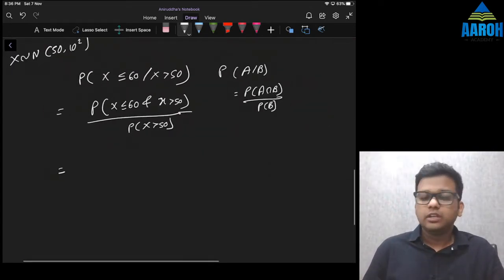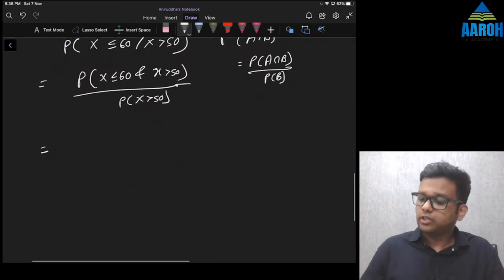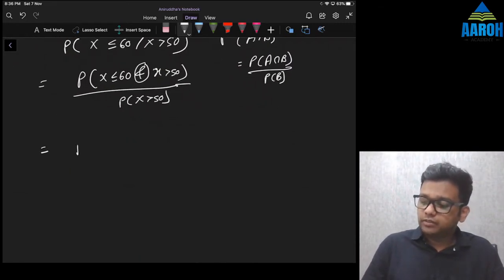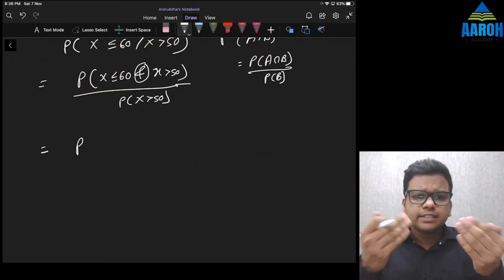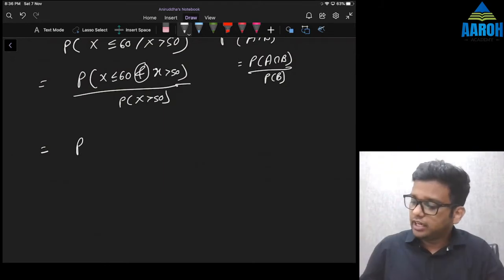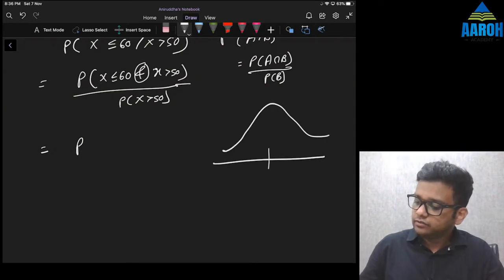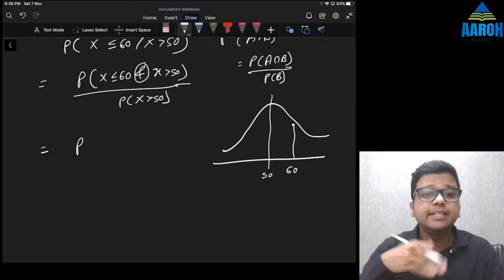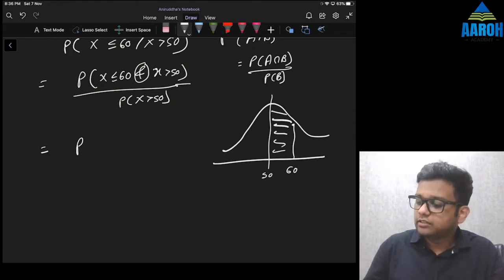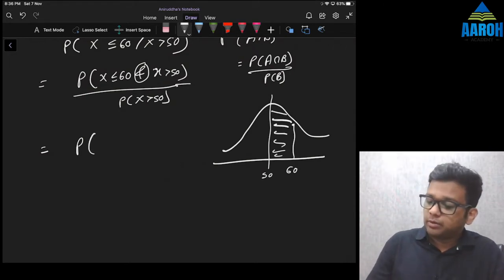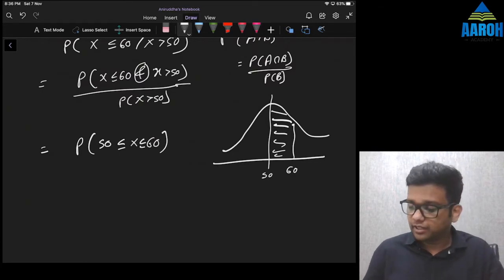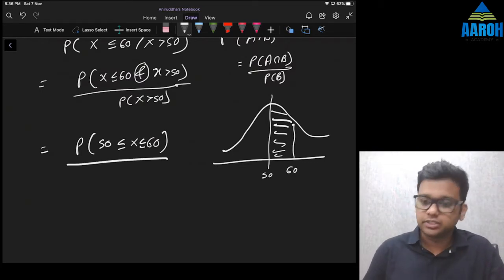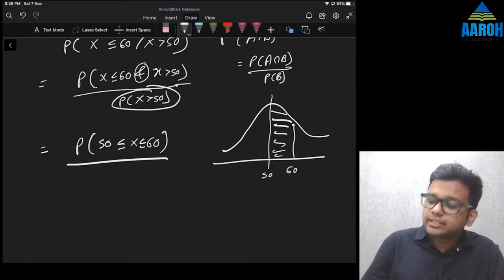Let's try to convert this to standard normal distribution. Now understand, X is less than equal to 60 and X is greater than 50. That means if you plot it, 50 is the mean actually. 60 will be here. Less than 60 and greater than 50 means we need this area. So we can also write it as the probability that X is between 50 and 60. Less than equal to or less than does not matter anyway, because it is a continuous normal distribution, divided by the probability that X is greater than equal to 50.